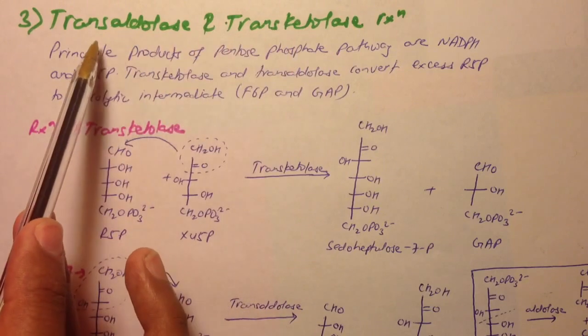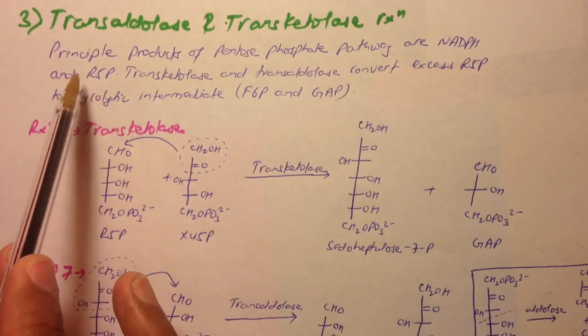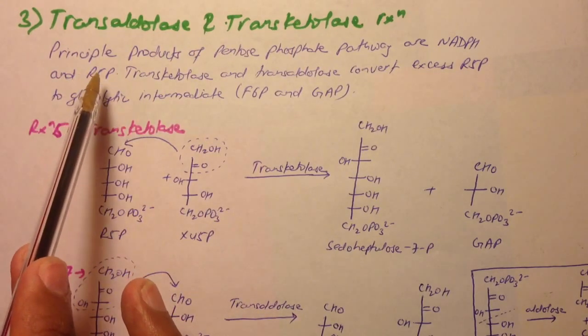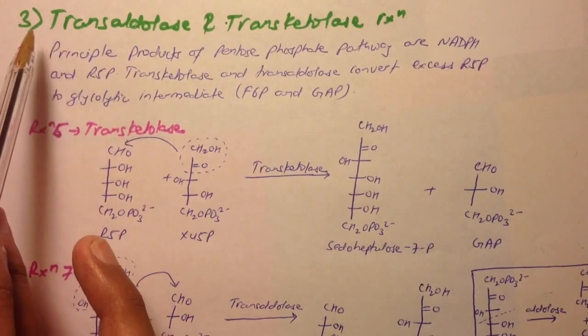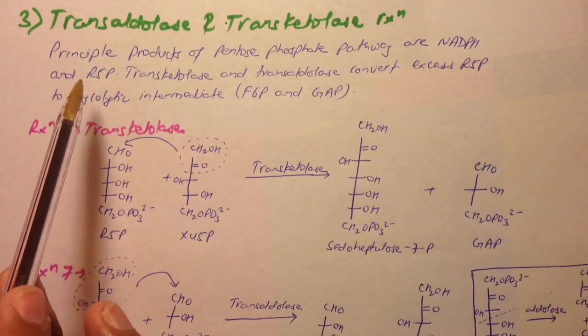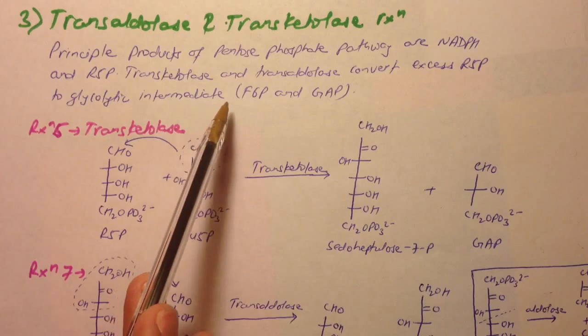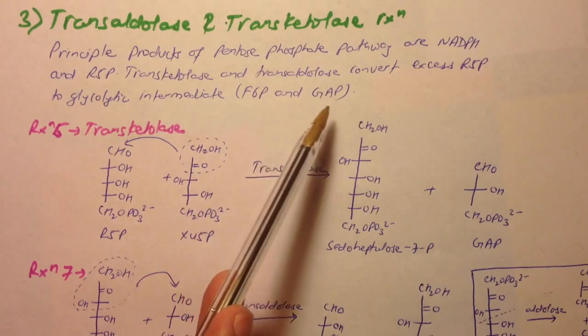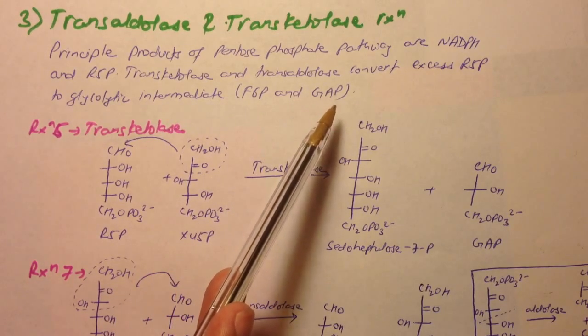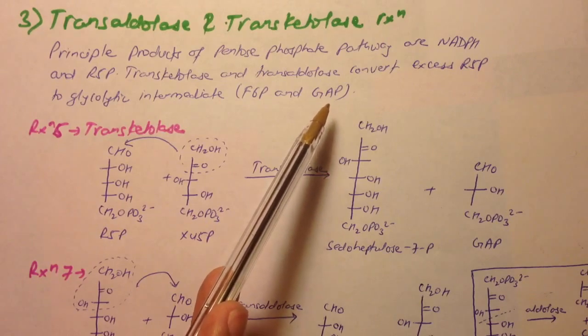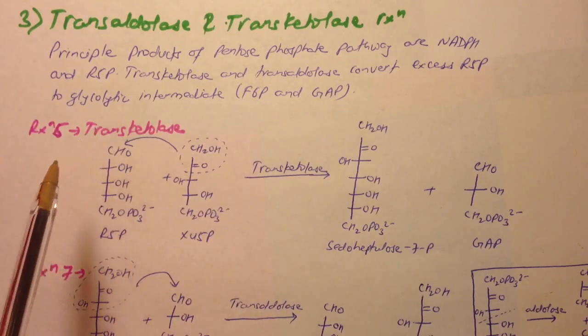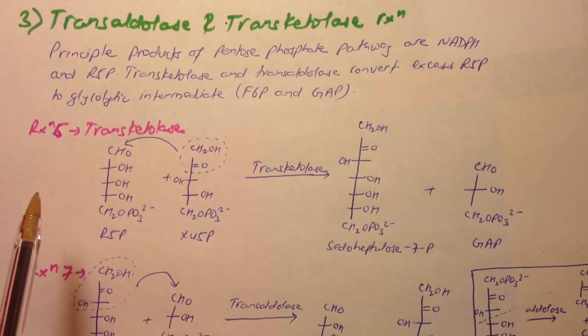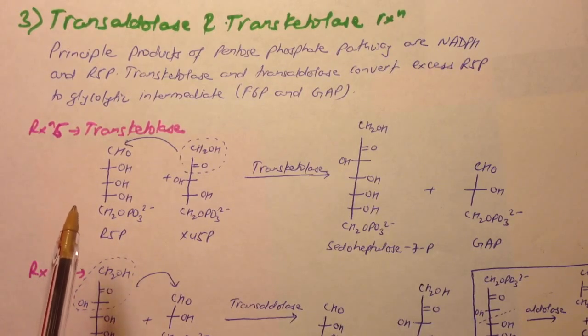What happens in this reaction is that if we have a lot of ribose 5-phosphate and xylulose 5-phosphate, then this stage of the pentose phosphate pathway converts them to fructose 6-phosphate and glyceraldehyde 3-phosphate, which are the products of glycolysis. So it's sort of like an intermediate between the pentose phosphate pathway and glycolysis.